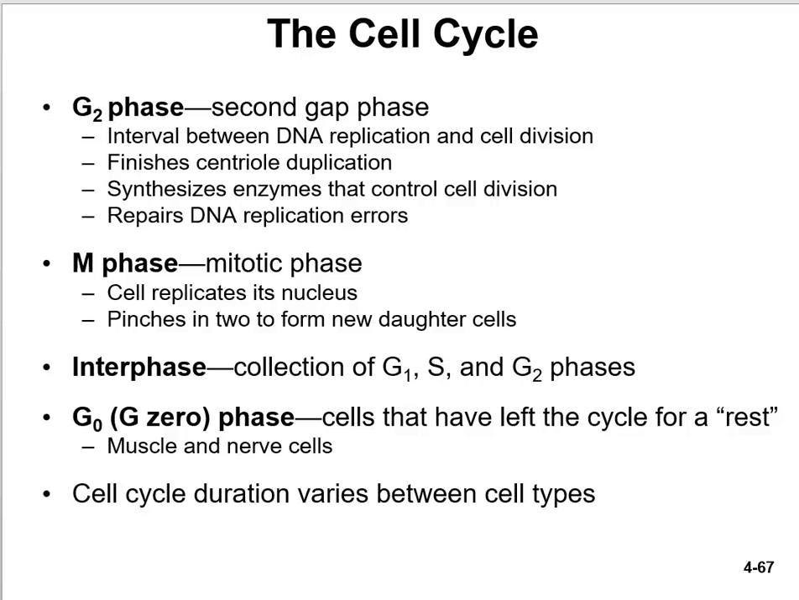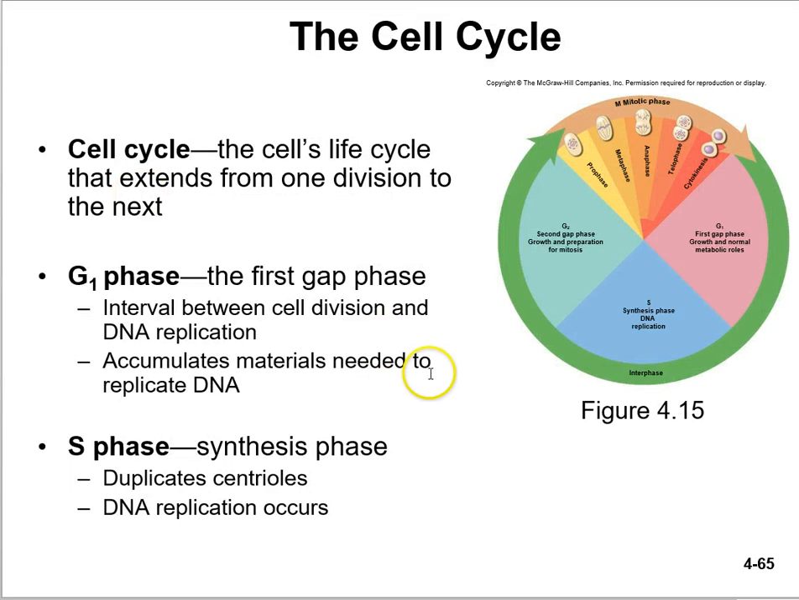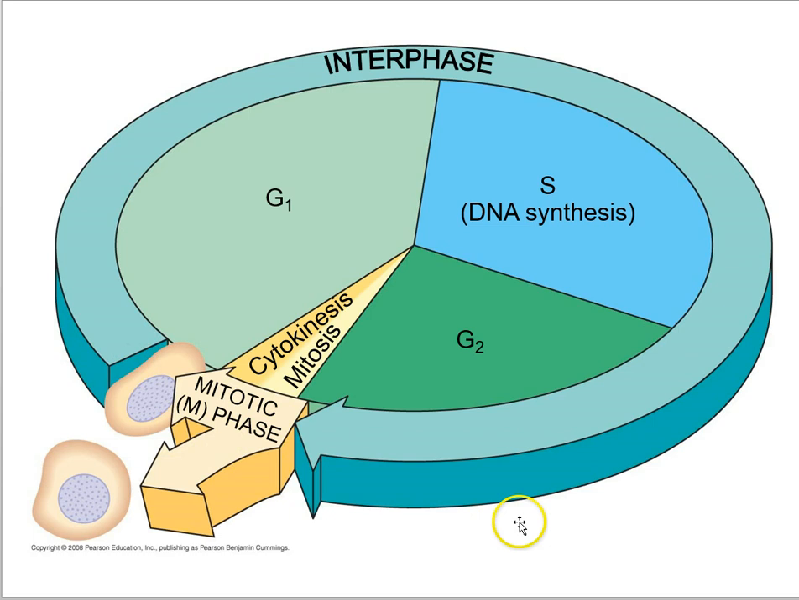Enzymes are synthesized that control cell division and any repair that needs to be done because of DNA replication errors, that's done as well. The M phase is right here. That's the phase of mitosis. Actually, I like this diagram better for looking at the M phase right here. It shows you how short the M phase is compared to all the others, the G1, the S, and the G2.